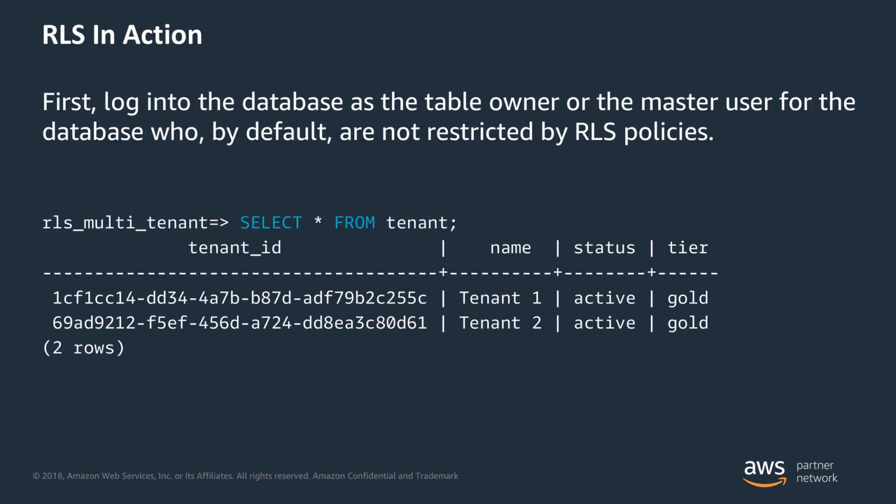So let's see what this might look like. These are just some examples from the command line psql client to talk to Postgres. First, I'm going to log in as the table owner, or maybe the master user, the root user of the database. By default, table owners are not restricted by RLS policies, and we'll talk about that in detail a little bit later. So here I'm the admin user for this database, the master level user, and I'm going to select all the records from my tenant table. You can see that I've got two different tenants, and they have two different primary key IDs that identify them.